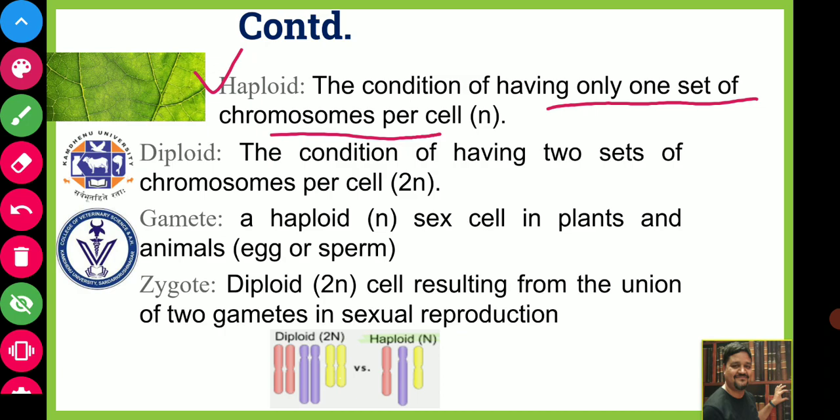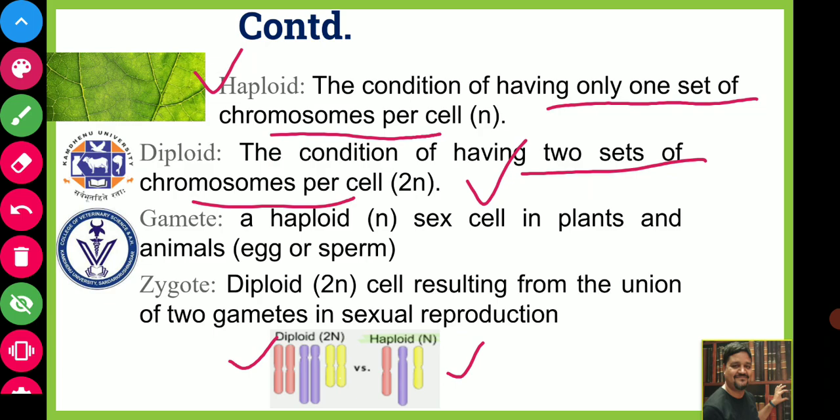Diploid cell. So what are diploid cells? The condition of having two sets of chromosomes per cell, 2n. So the cells having two sets of chromosomes, one from mother and another from father. Here in this picture you can see there are three types of chromosome: orange, purple and yellow. In diploid, each chromosome has two copies, one from mother and another from father. Whereas in haploid there is only a single copy, from one parent.